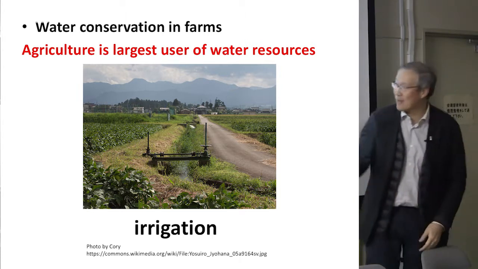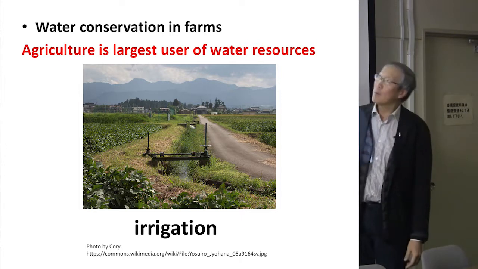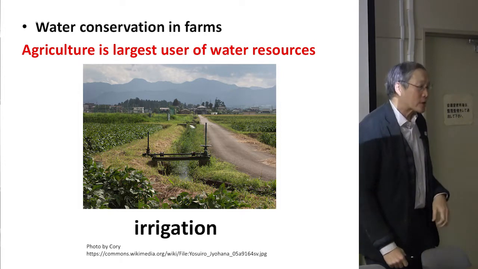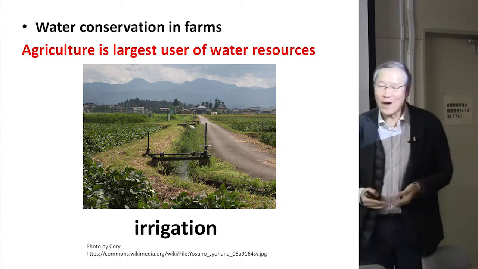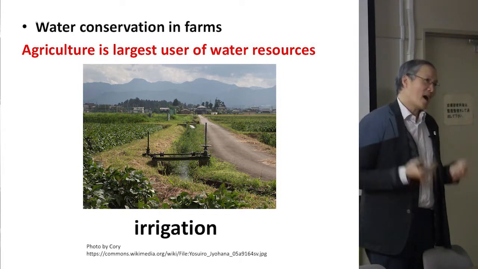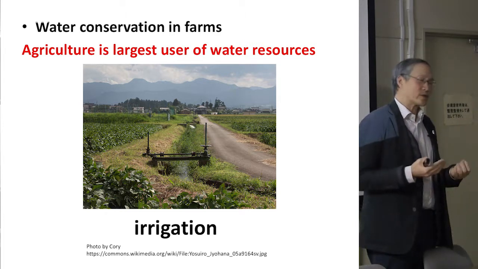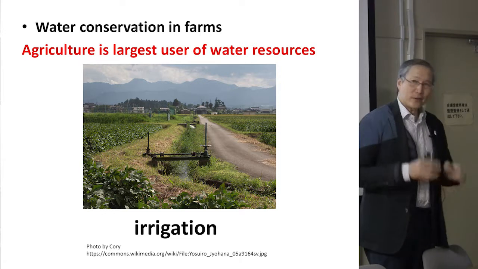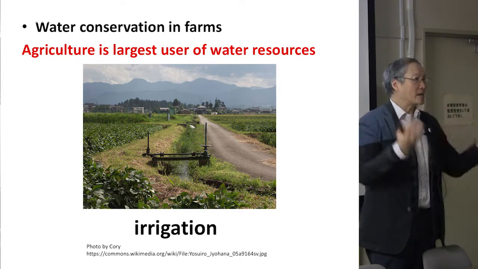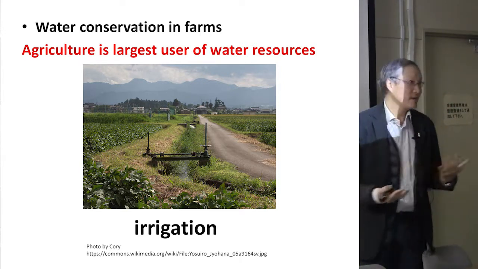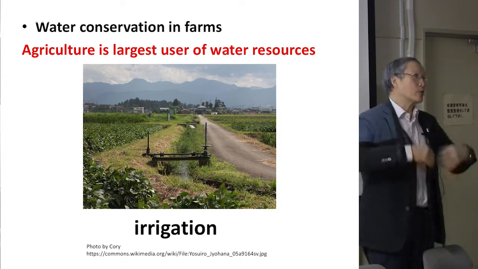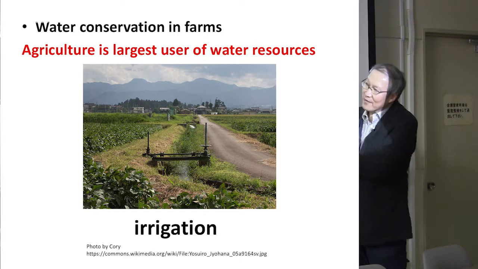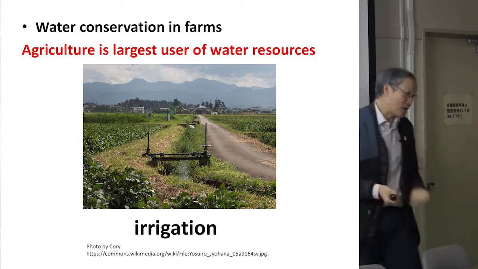So irrigation is a very important aspect. Now, because agriculture is the largest user of water resources, man has to find out some ways how to make use of the water wisely, how to conserve water. And recently people have tried to recycle the water, to put the water into many, many uses instead of just letting it flow here in the irrigation canal.